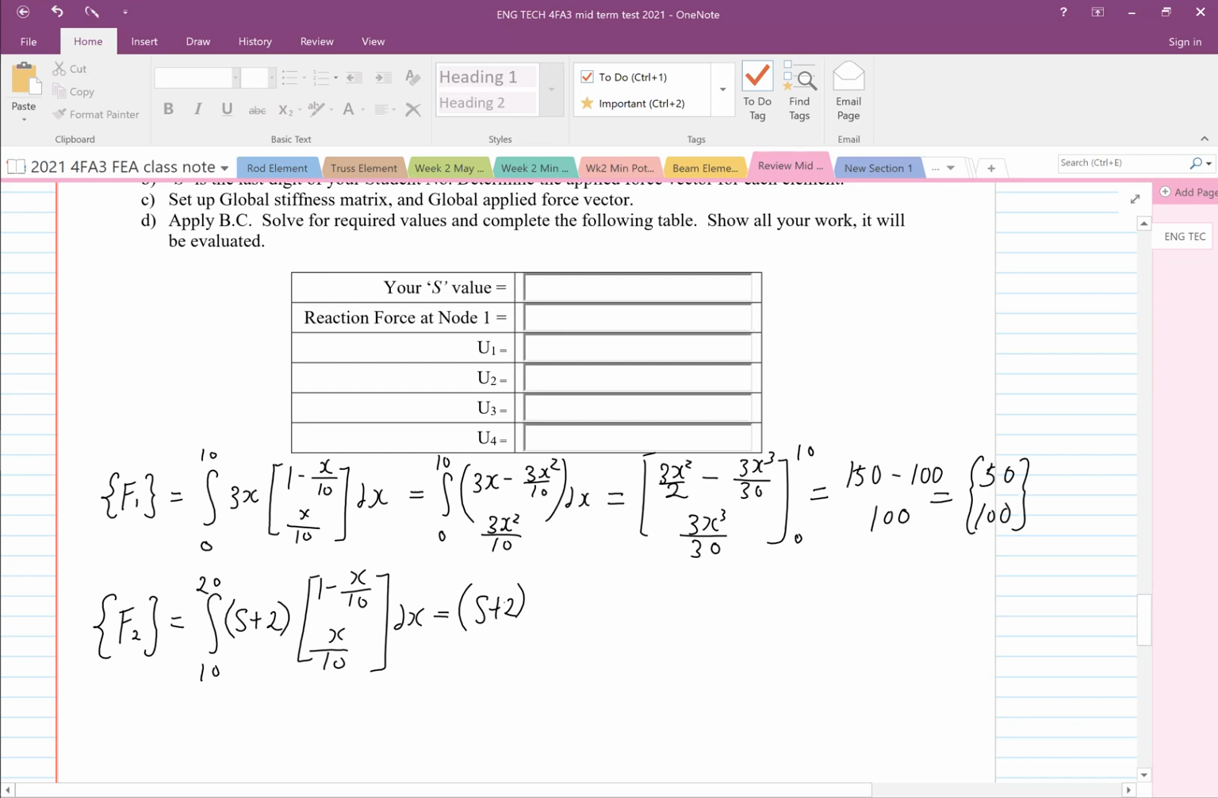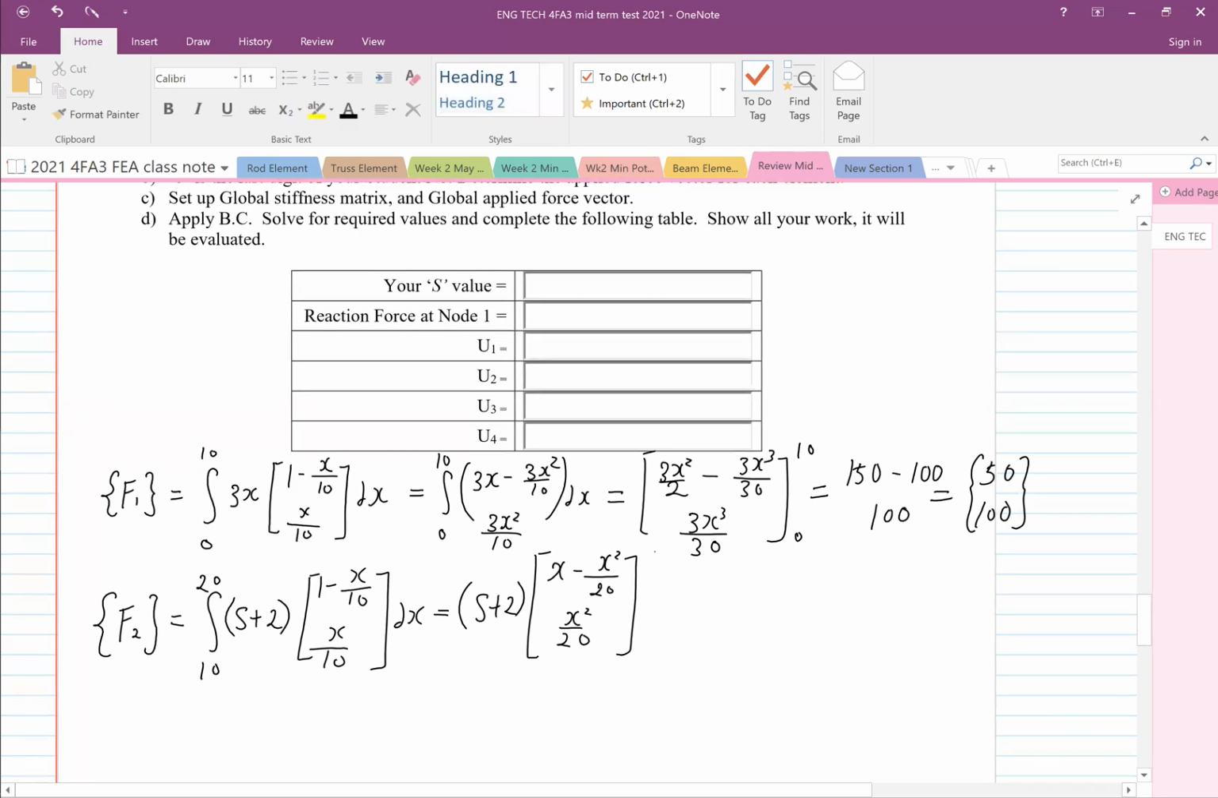The integration will be x squared minus x squared over 20. Yes, and then this x squared over 20. And we take the values from 20 to 10. Which is a negative, hold on, 20 minus 400, okay.